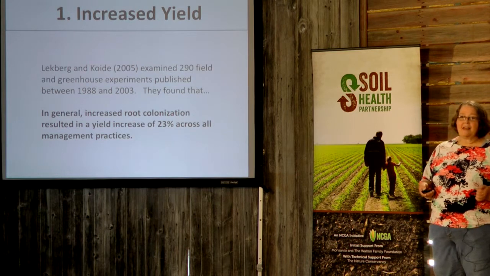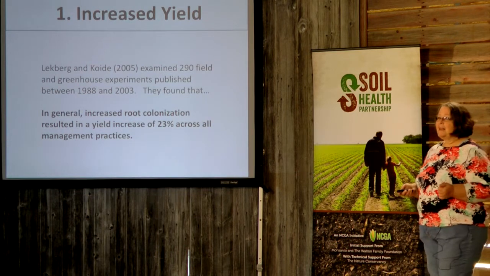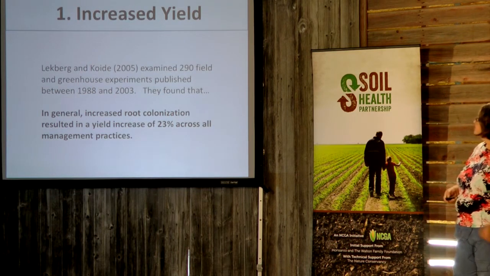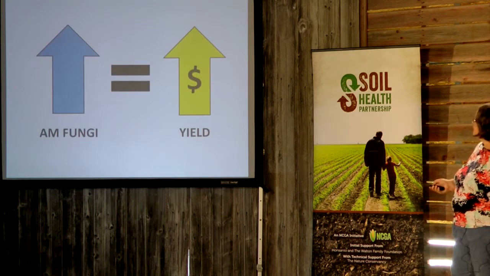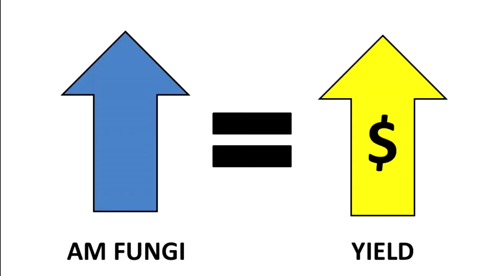The good, the bad, the ugly. They weren't picky. So that means that AM fungi mean better yields. And if you think back to that list of 16 reasons you should care about them, it's not hard to figure out why they increase yields.